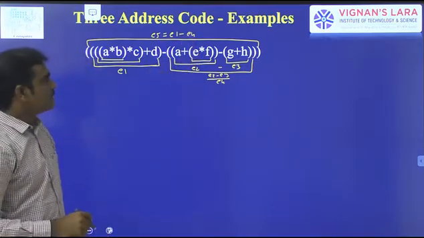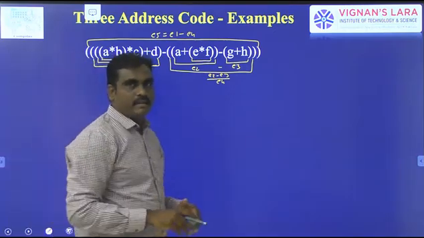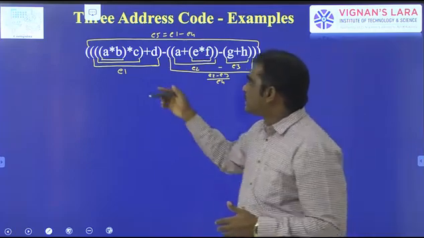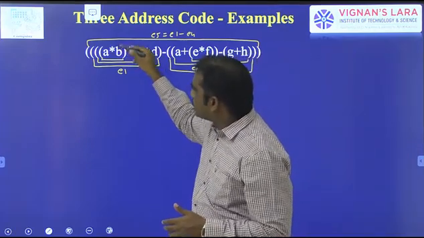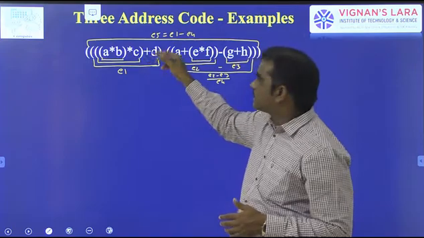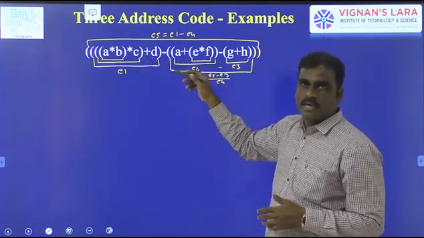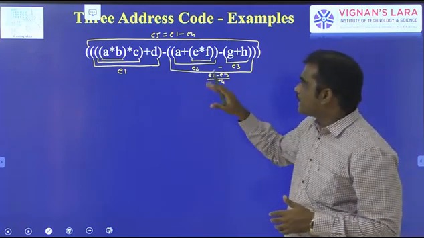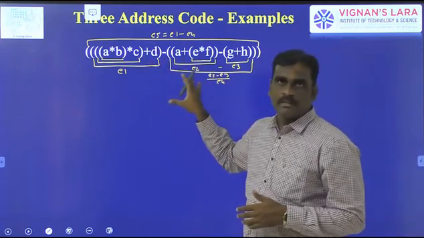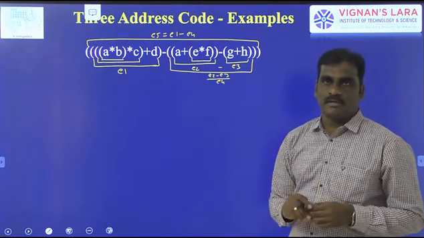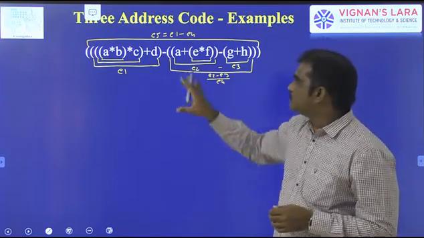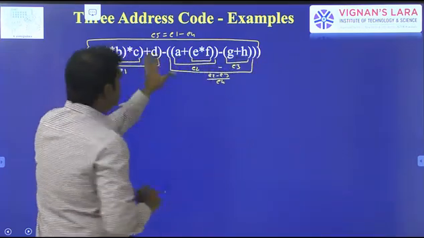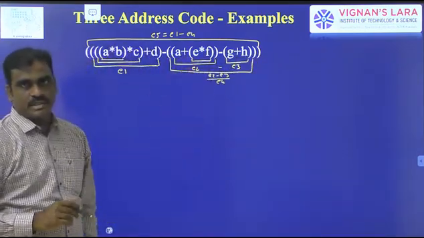So first you have to analyze the given expression. Which statement will be executed first? What is the second one? What is the third one? Like that, first we have to analyze it, and once we have clarity about our expression, then only we can convert into 3 underscore statements without changing the actual meaning. Now, based on this, convert into 3 underscore statements.